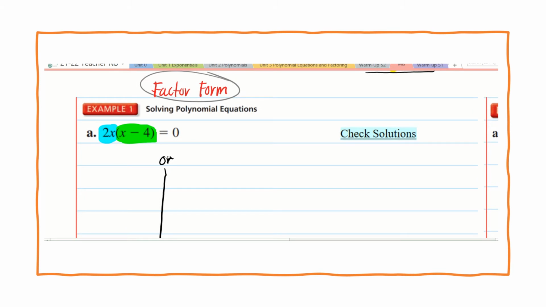When we're using the zero product property, our goal is to set up two equations which equal 0, since that's the only way you're going to be able to get 0 out of a product: if one of those factors equals 0. So let's set up our equations here. Our two factors are highlighted. Our first equation is going to be 2x equals 0, and the second equation is going to be x minus 4 equals 0. And then we just proceed and solve for x like we would normally do.